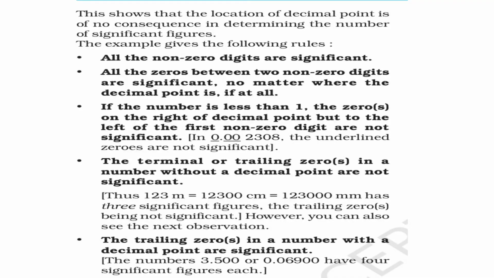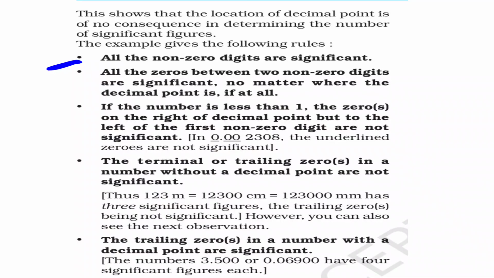Here are some rules. First one is all the non-zero digits are significant. Next point is all the zeros between two non-zero digits are significant no matter where the decimal point is, if at all. If the number is less than 1, the zeros on the right of the decimal point but to the left of the first non-zero digit are not significant. Similarly, another point is the terminal or trailing zeros in a number without a decimal point are not significant.